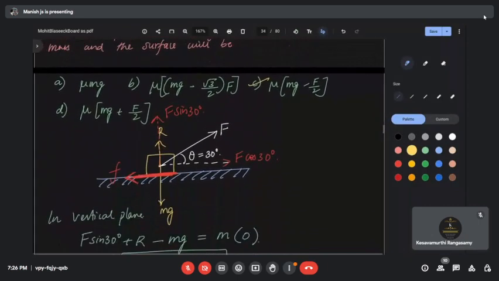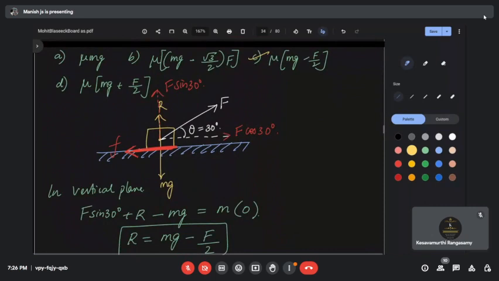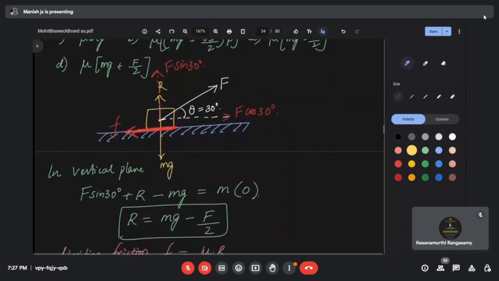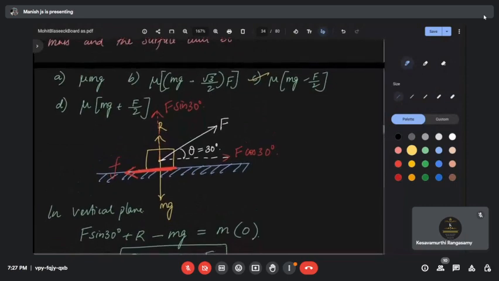I hope this question is clear. Any doubts in this question? Is R and N the same? Yes, R and N are both the same. Whether it is called reaction force or normal reaction, both are one and the same. I hope it's clear. Shall we proceed further?